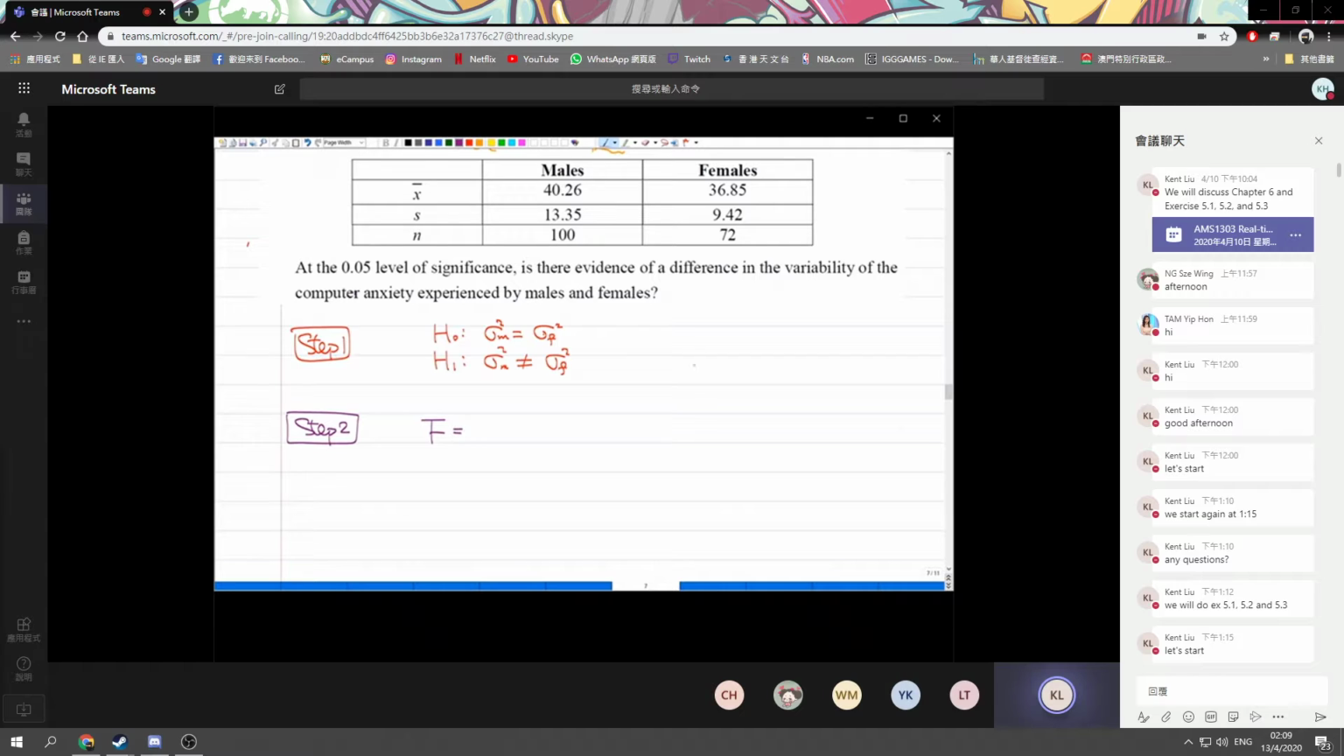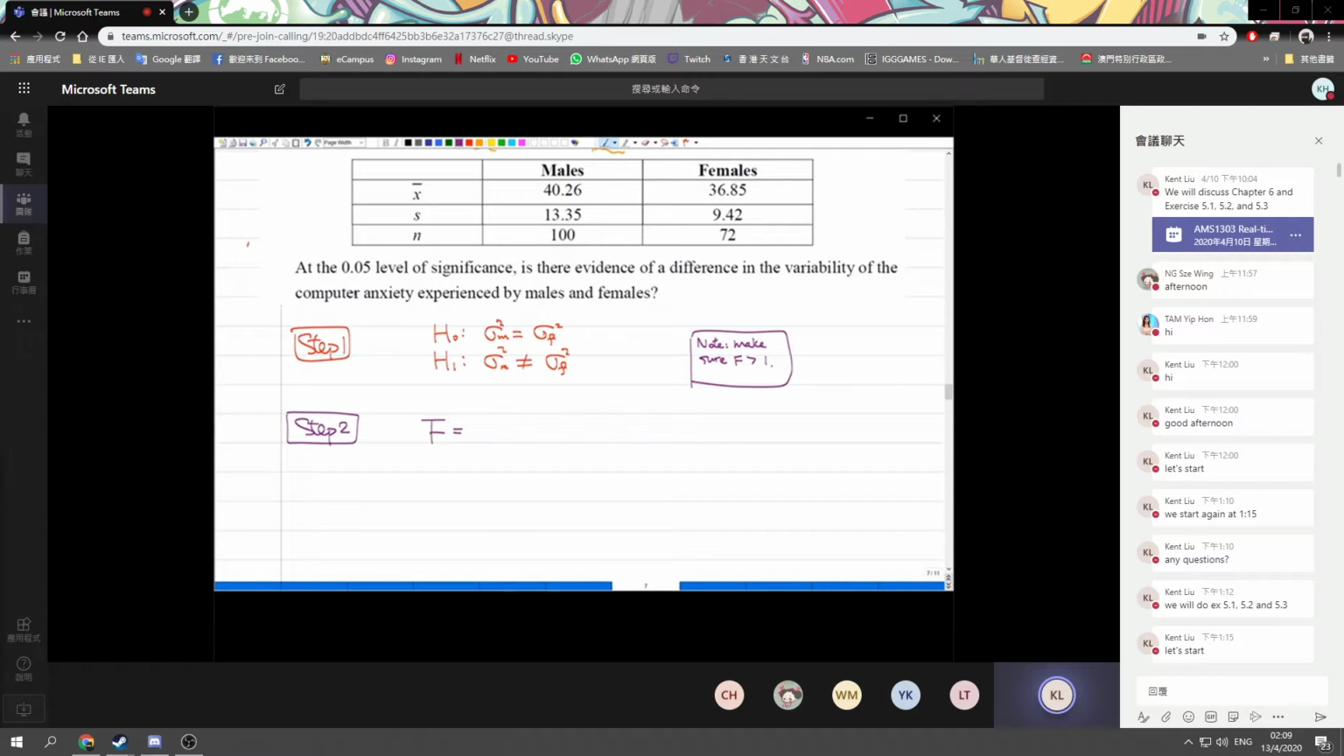Okay, you have to make sure the F statistic is greater than 1, for whatever value you calculate, for whatever test you are doing. Okay, for variances, you have to make sure that your F statistic is greater than 1.